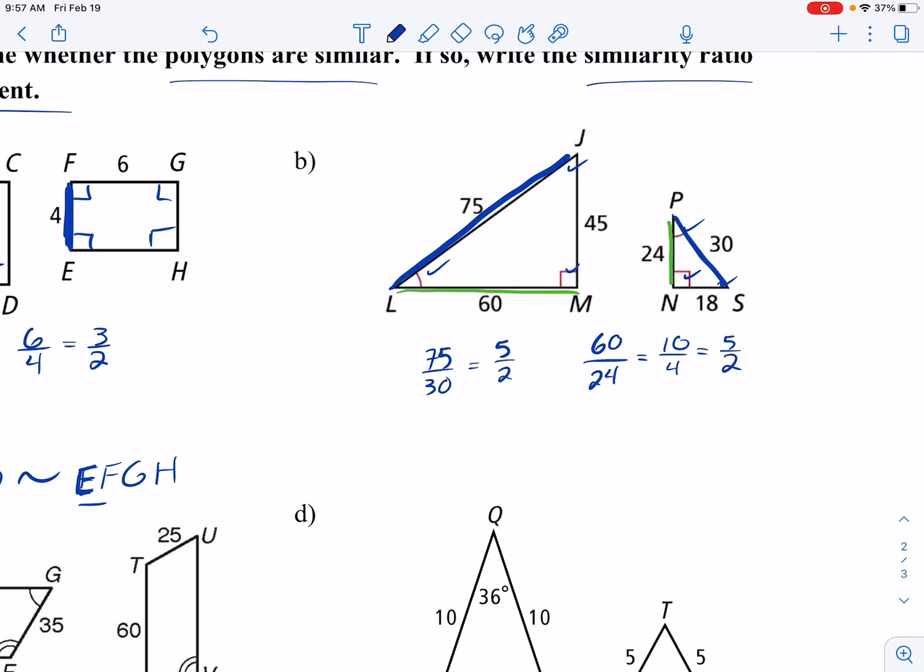Let's check our last side, which would be 45 to 24. Or sorry, not 45 to 24. 45 to 18. We can definitely use 3 here. 3 goes into 45 15 times. It goes into 18 6 times. And we can keep reducing down again. 3 goes into 15 5 times. It goes into 6 2 times.